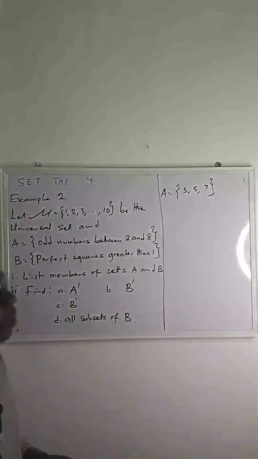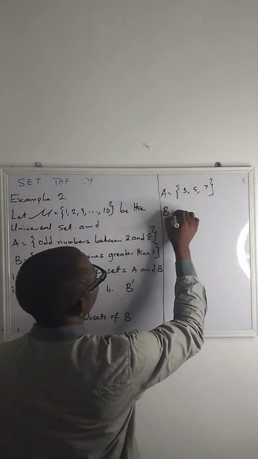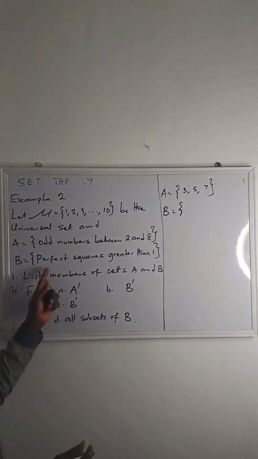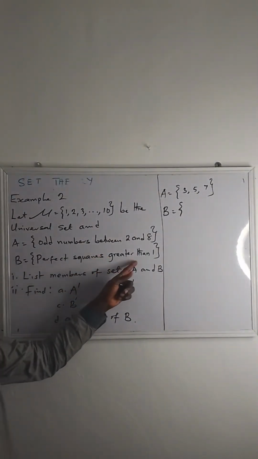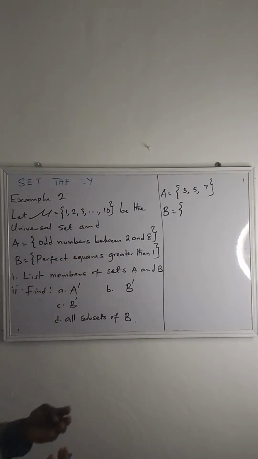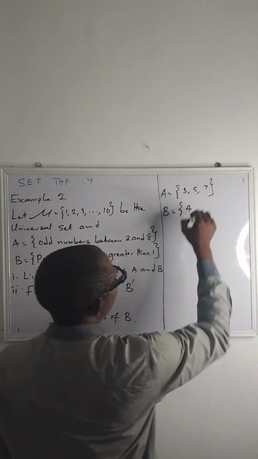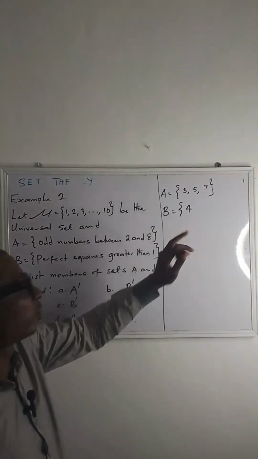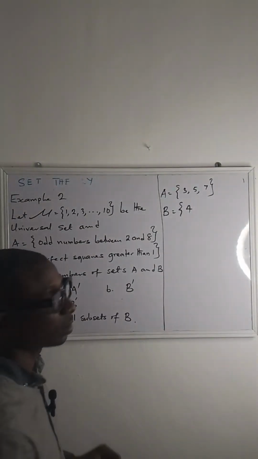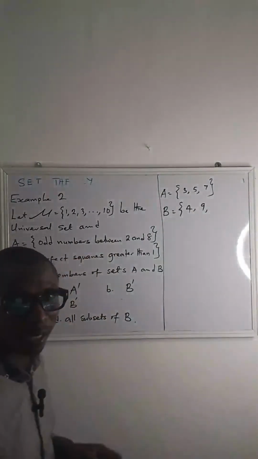Okay, so now we move down to the second set, set B. Perfect squares greater than 1. That means 1 is not inclusive, because 1 cannot be greater than itself. So now the list is going to be 4. 4 is a perfect square. All right. The next one is what? We have 9.